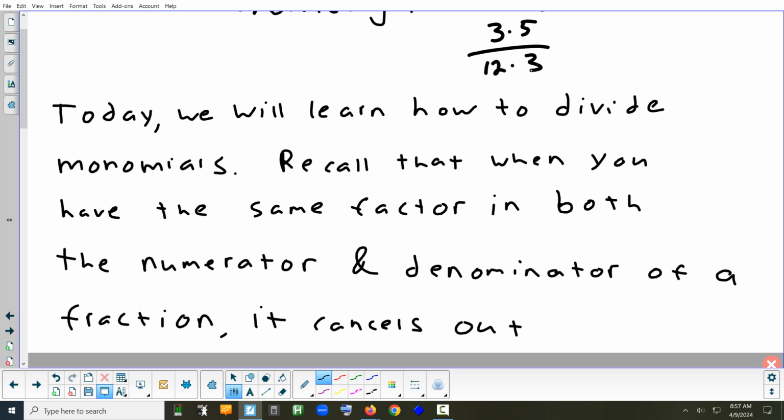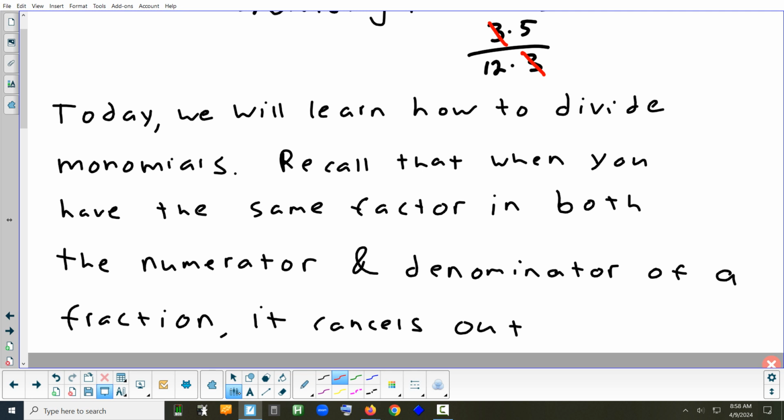Whenever you multiply 2 things together, those 2 things are called factors. So the 2 factors in the top are 3 and 5, and the 2 factors in the bottom are 12 and 3. Is there a factor that's in the top and in the bottom? Yes. Which factor is in both the top and the bottom? 3. So what ends up happening is, because it's in the top and the bottom, it cancels out. And the answer is just 5 over 12.